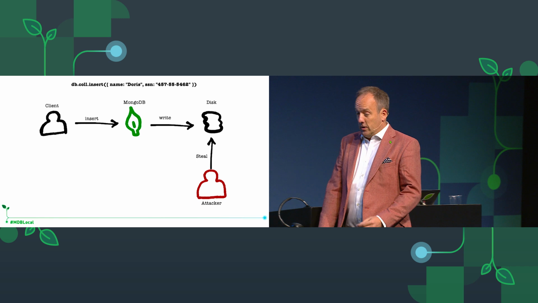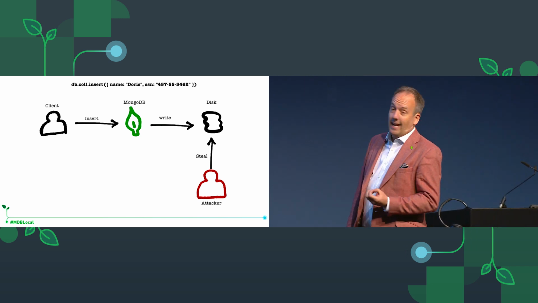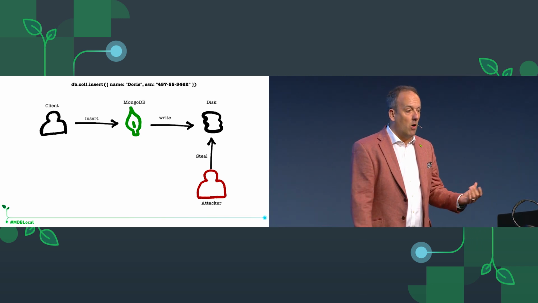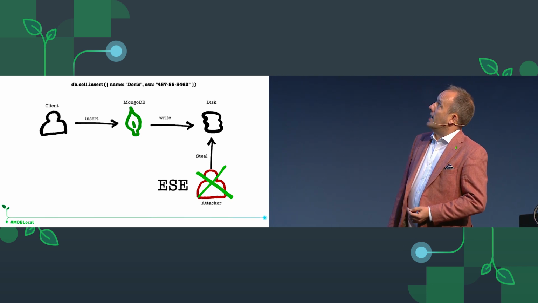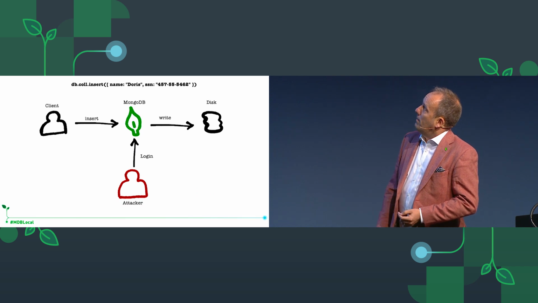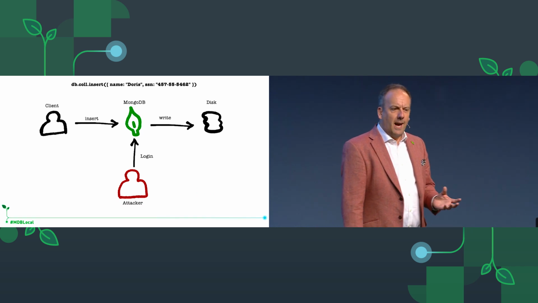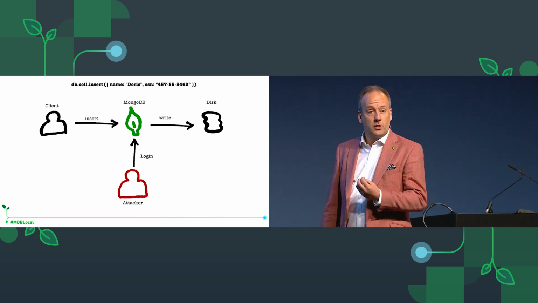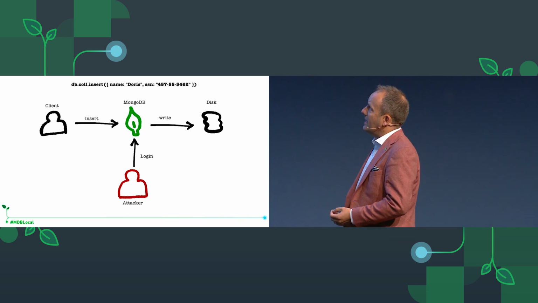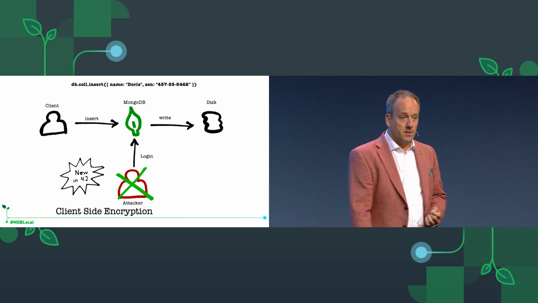The next attack vector that we can mitigate against, obviously, is an attacker hitting the disk. They've managed to get hold of the volume. So again, enable encrypted storage engine. But what if we've got a DBA who's a little bit malicious or dubious, and that person has obviously got access to the data? And this is where client-side encryption comes in, okay?